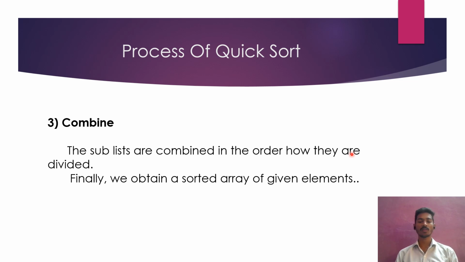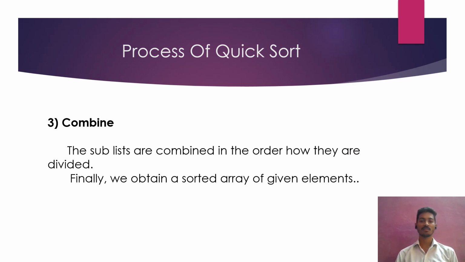Now combine. The third process is combine. The sublists that we divided in the divide process are sorted and they are combined in the order in which they were divided. Finally, if we combine all the sublists, we will obtain a sorted array of the given elements.